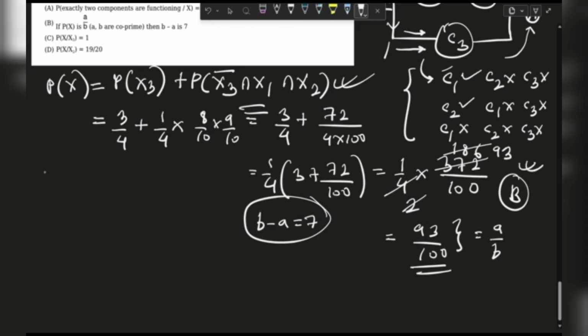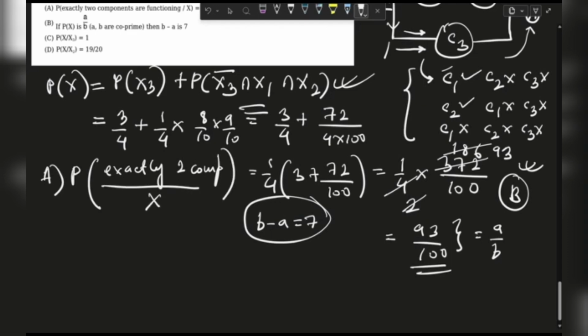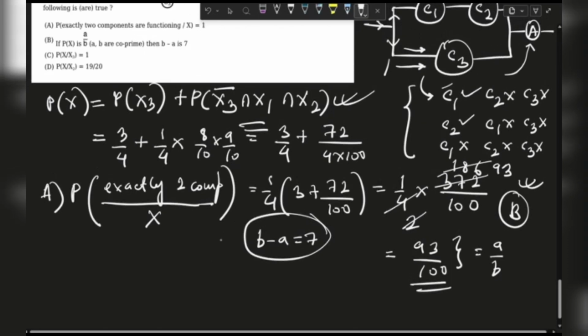Now we can proceed on to option A, where we have basically a conditional probability, the probability that exactly two components are functioning given x. Basically it means the probability that exactly two components are functioning given that the ammeter is operating or the ammeter is functional. What is given here is that it is equal to 1. So this thing will be false because it is not equal to 1.